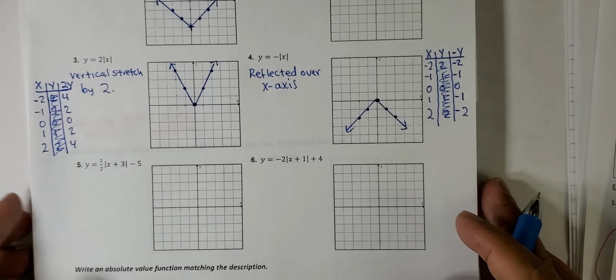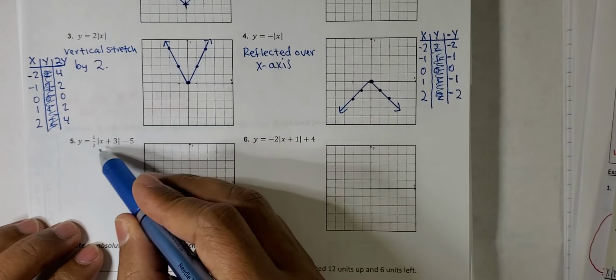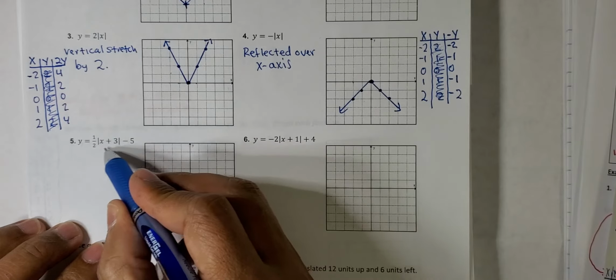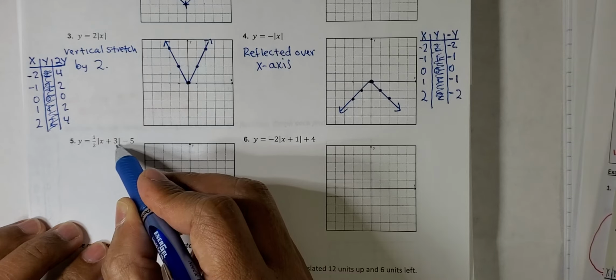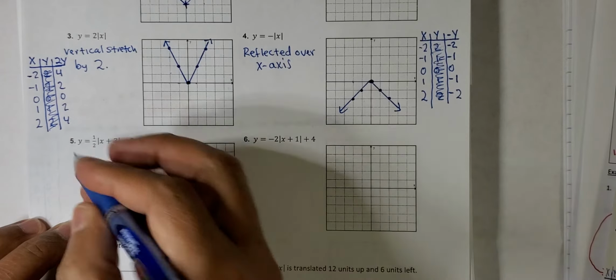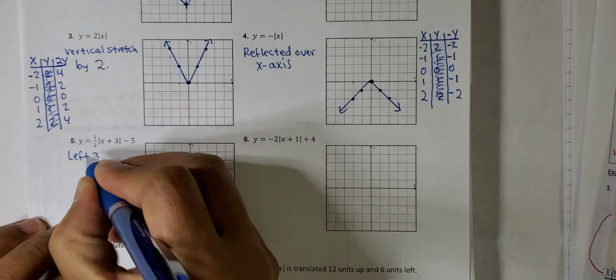Okay, so on these two examples, notice that we do have several transformations here. Okay, so from inside of the absolute value bars, I see that I have a +3. So again, that's counterintuitive, which means this is going to go left 3. So I'm going to do that first. So it's going to go left 3.